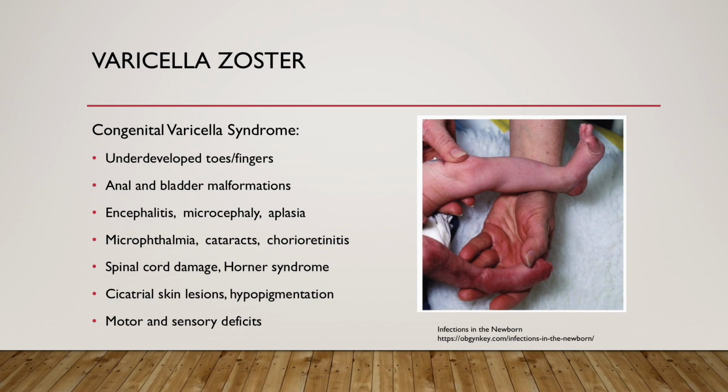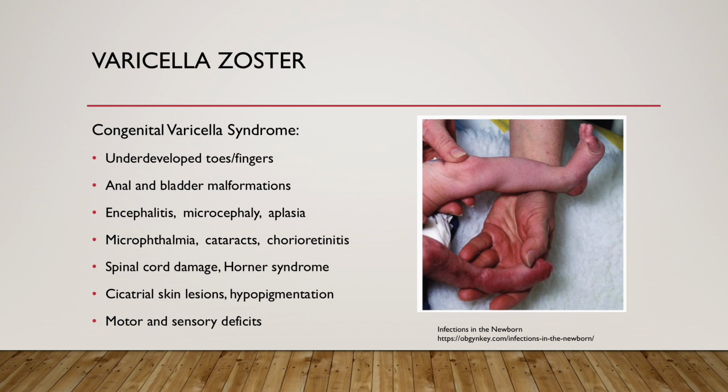Congenital varicella syndrome often comprises a variety of symptoms. You will see underdeveloped toes or fingers, anal and bladder malformations, encephalitis, microcephaly and aplasia, microphthalmia, cataracts, and chorioretinitis, spinal cord damage, Horner syndrome, cicatricial skin lesions, hypopigmentation, and motor and sensory deficits.